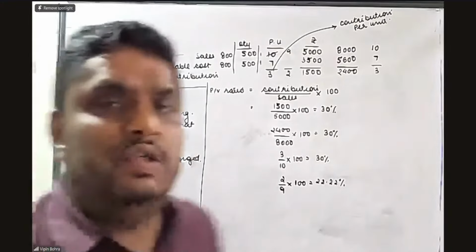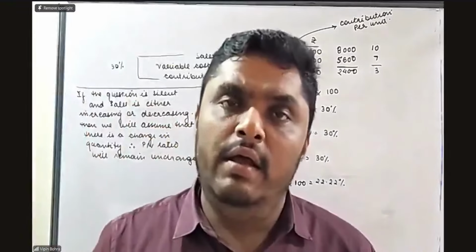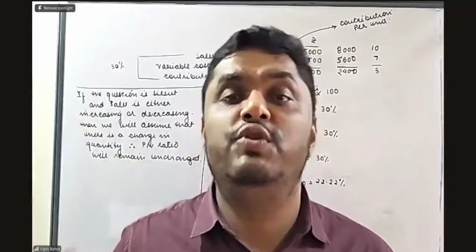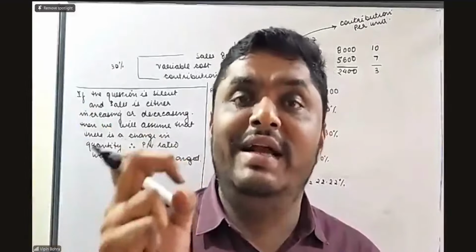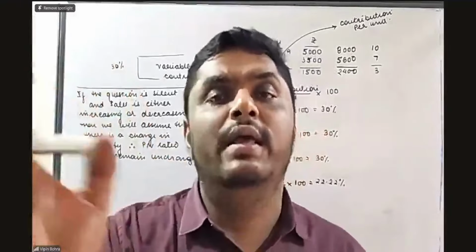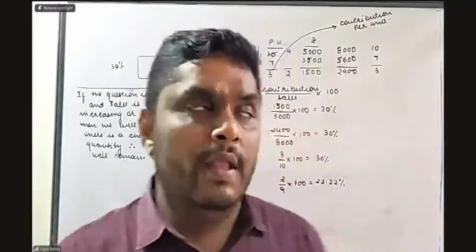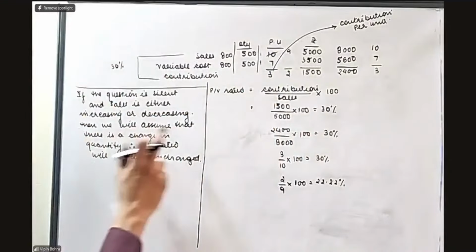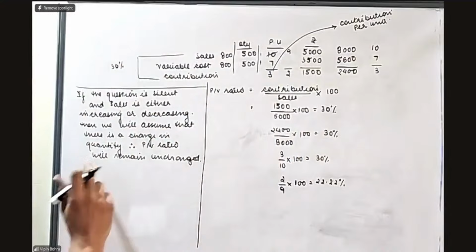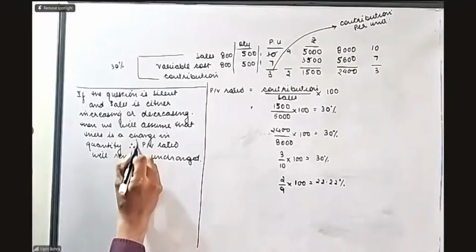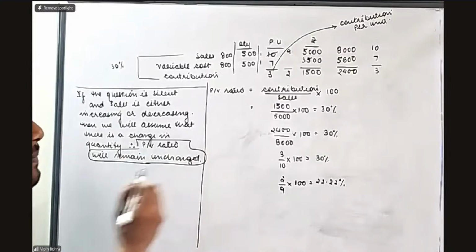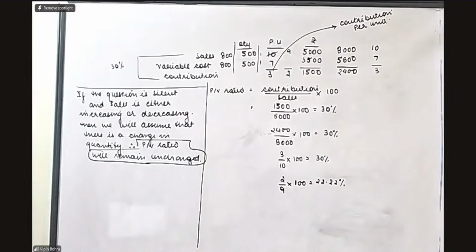So always assume, if the question is silent और अगर sales बढ़ रहा है या कम हो रहा है, we will assume that the PV ratio is same, because the thing that is increasing is what? My quantity that is increasing or decreasing. So if the question is silent and the sales is either increasing or decreasing, then we will assume that there is a change in quantity. Therefore, PV ratio will remain unchanged. Very important. This line is very important, that PV ratio will remain unchanged.